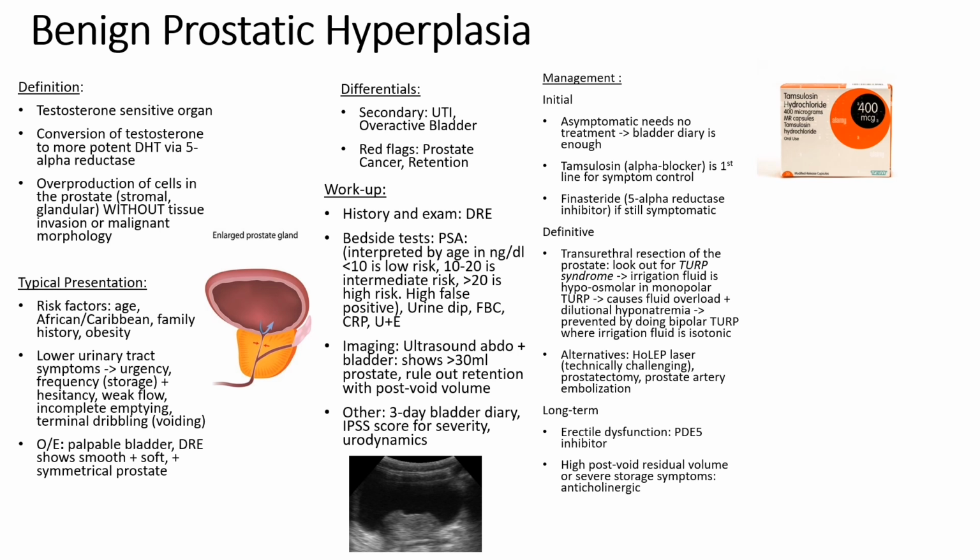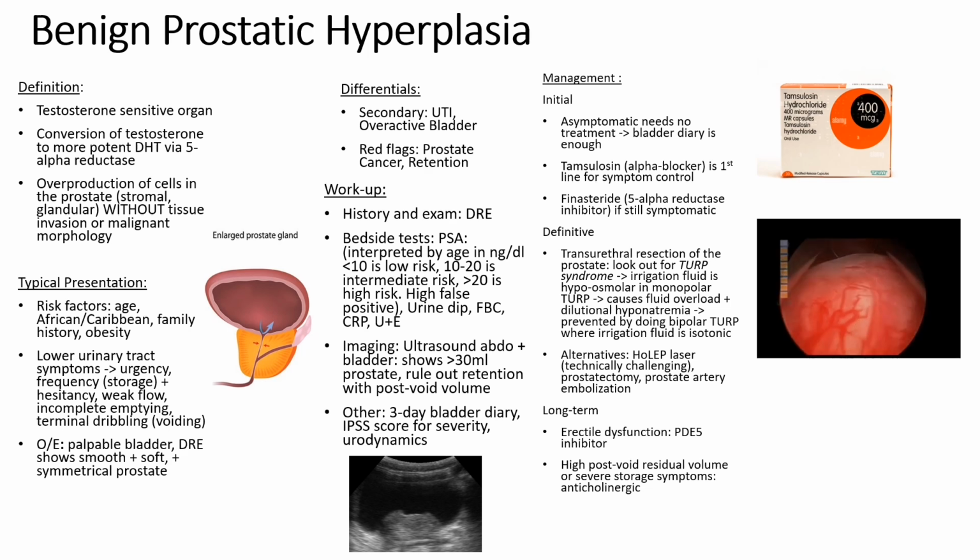The definitive management for BPH is transurethral resection of the prostate. You can see in that GIF looking through a cystoscope camera how part of the prostate is excised with a bipolar. Previously, surgeons used a monopolar device, which required the use of a hypoosmolar fluid to irrigate the urethra and bladder during surgery. However, this started causing something called TURP syndrome, where patients got symptoms of fluid overload and dilutional hyponatremia. Nowadays, bipolar TURPs are done, which use an isotonic irrigation fluid, and that significantly brought the rates of TURP syndrome down.